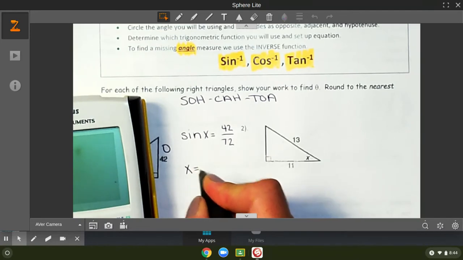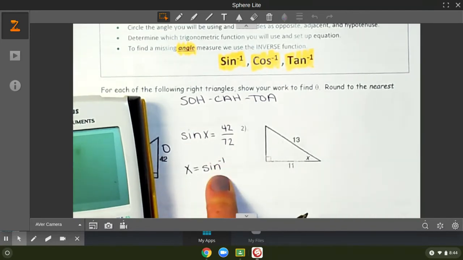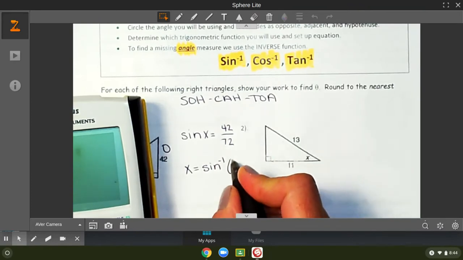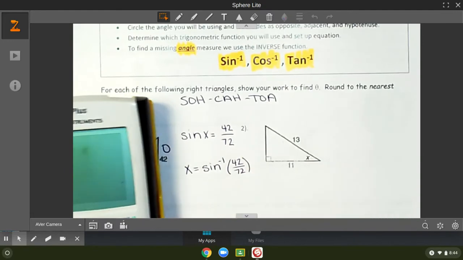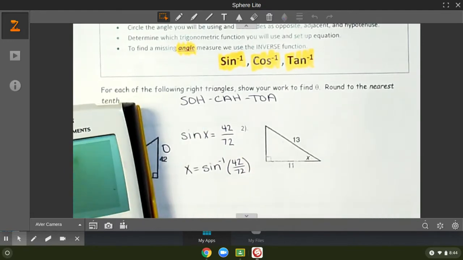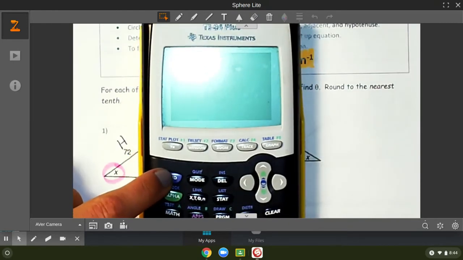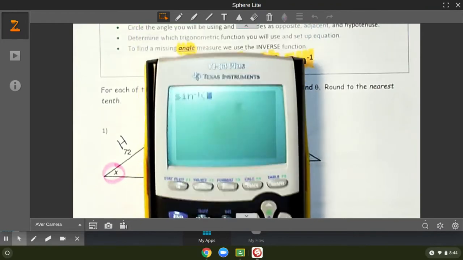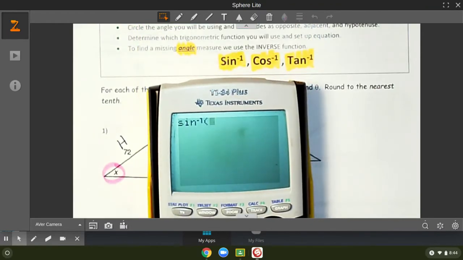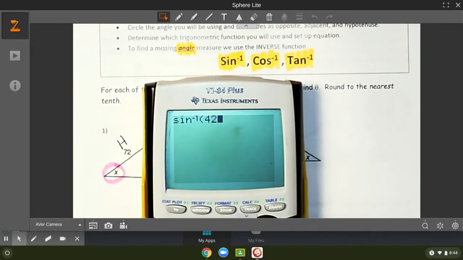So x is going to be equal to inverse sine. When you move sine to the other side, it becomes inverse. And then we type in 42 over 72. And now this is what we're going to type in the calculator. So I hit the second button and then the sine button. On my screen, I see that it says inverse sine. And now we type in the fraction, which is 42 divided by 72.